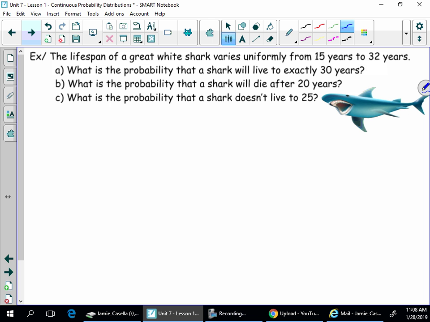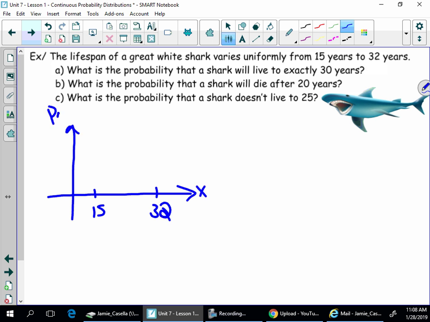All right, you guys are going to try one. Pause it, try it, see if you can figure it out. If not, come back to the video. The lifespan of a great white shark varies uniformly from 15 to 32 years. What's the probability that a shark will live to exactly 30? Okay, so think about my shark. They go from 15 to 32, each of which is equally likely, because it said the word uniform.